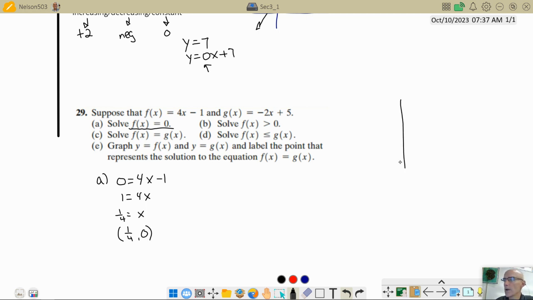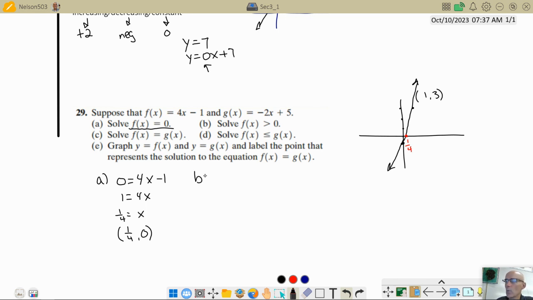So let's graph that guy real quick. If I go to -1 and then I do a slope of 4, 1, 2, 3, 4 over 1, that's going to be at 1, 3, right? So let me draw my line in here. All right, so there's one of my lines. And the y-intercept is right there. That's at 1/4, right?